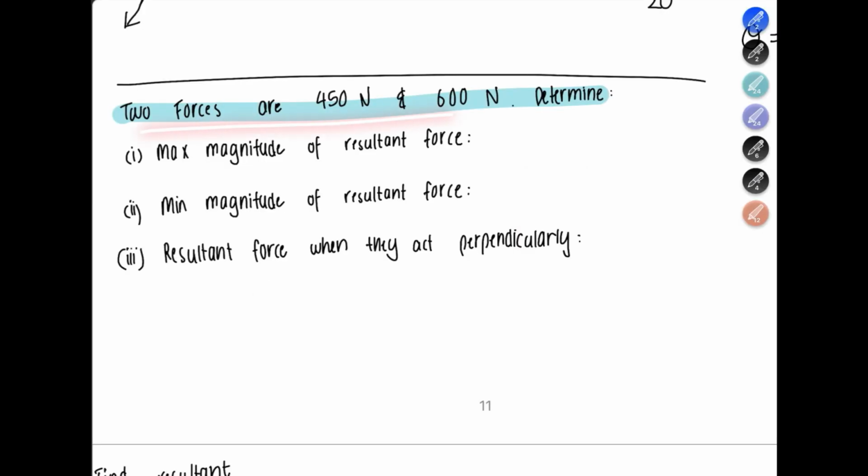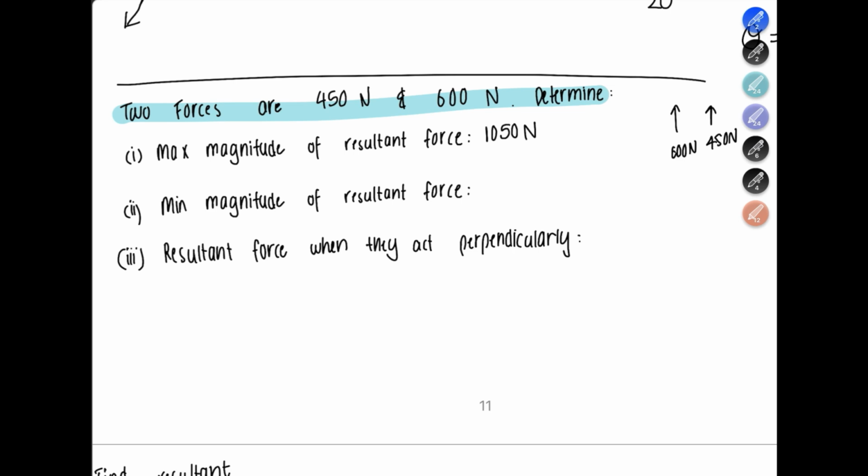Alright, so we have a couple of questions. Try to do this on your own first, and if you're done or if you can't do it, let's do them together. So two forces are 450 newtons and 600 newtons. Determine the maximum magnitude and the minimum magnitude of the resultant force. What is the maximum magnitude? We get the maximum magnitude when they're acting in the same direction. So we'll say 600 newtons, for example, north, and the other one is also acting north, so we just have to add them. Then 1050 newtons.